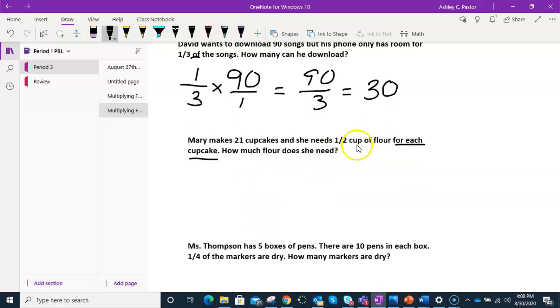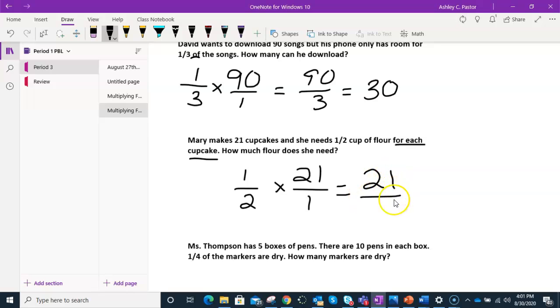So the way we're going to set it up is we're going to say, okay, well, it's 1/2 cup of flour, so 1/2 cup of flour times, because this "of" is here, of flour for each cupcake, and I know that she wants to make 21 cupcakes, so I'm going to put that 21 here, and again put 1 as the denominator, and put equals here, and now multiply straight across. So 1 times 21 is going to be 21, and 2 times 1 is going to be 2. Now, because it's a real world problem, I'm not going to leave it as an improper fraction. I have to put it into a mixed number.